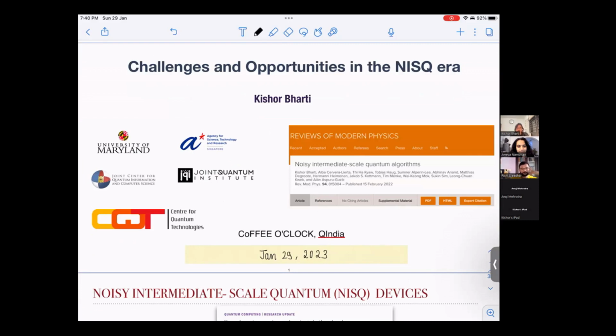Okay, so last time we talked about part one, mostly focused on what are the challenges and opportunities in the NISQ era. And mostly I focused on what it means to find out whether a device is indeed performing some quantum computation or not. So it's a quite non-trivial problem, and basically we discussed this.